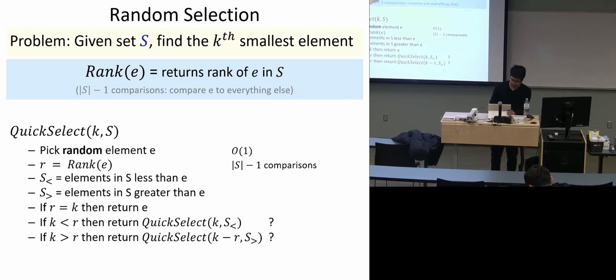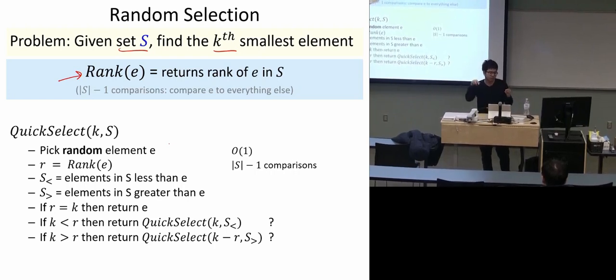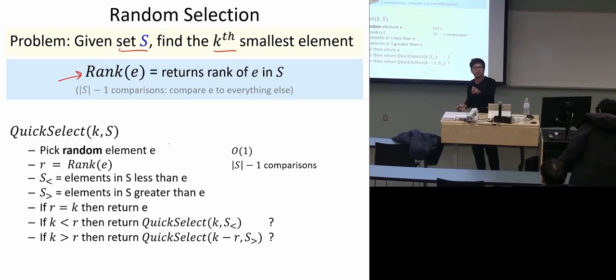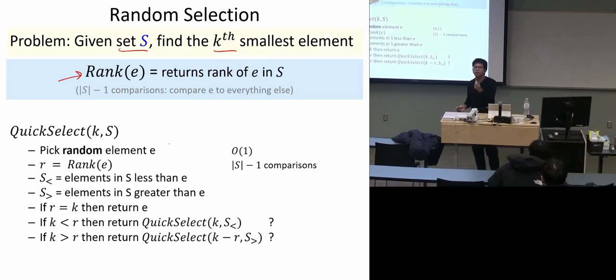Okay, again, the problem is you have a set S, you want to find the kth smallest element. Before going to the algorithm, let me define one thing. For any element E, the rank of E is just the position of E when you sort the list. For any fixed element E, you can find the rank of E just by doing n-1 comparisons.